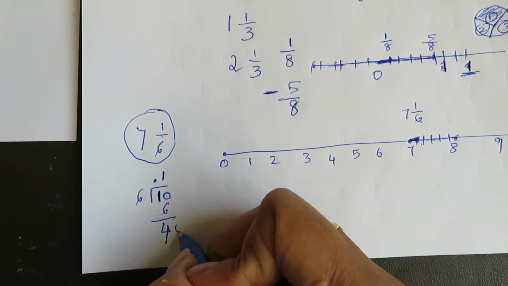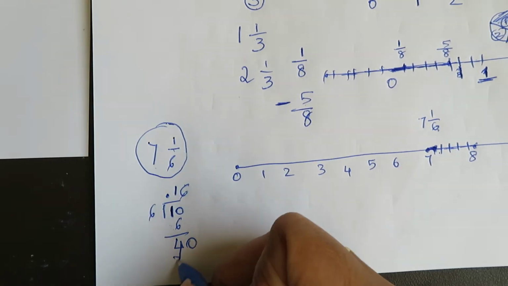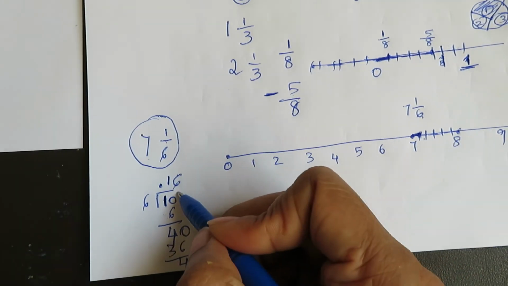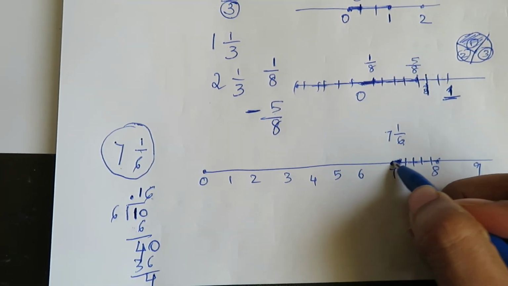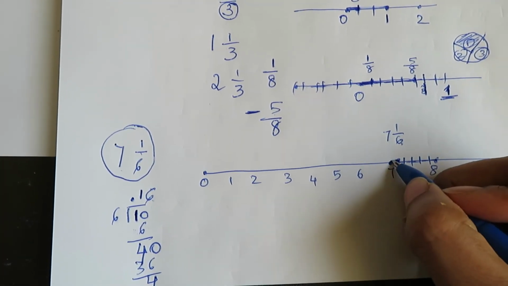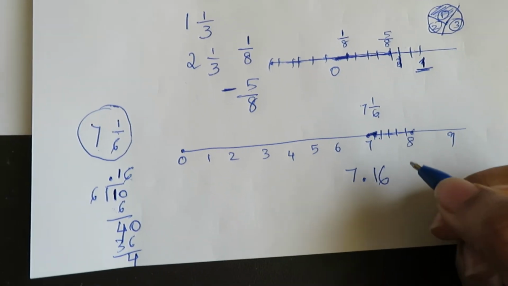Then again, you can put a 0. 6 6s are 36. I'll get a 4 remainder, and so on. So now it is like 0.16. So that means before your 7.1, right? It's going to be 7 and then 0.16.